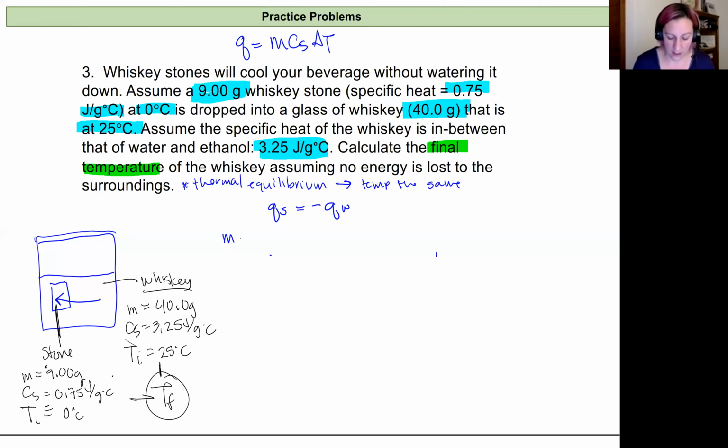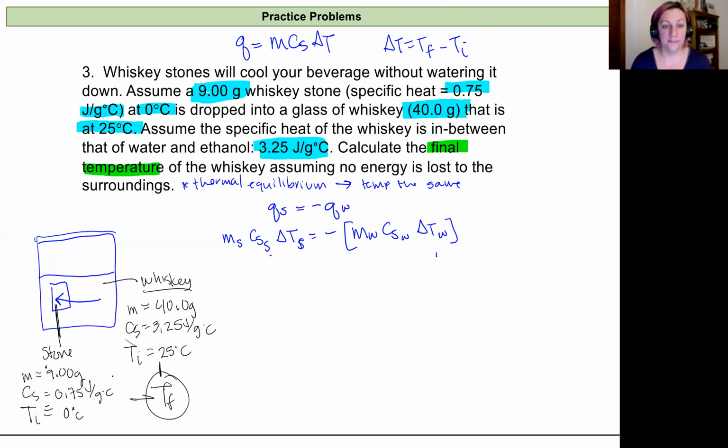So I'll have the mass of the stone times the specific heat of the stone times the change in temperature of that stone is going to be equal to the negative of the mass of the whiskey times the specific heat of the whiskey times the change in temperature of the whiskey. And remembering that change in temperature is always the final temperature minus the initial temperature that we start with. Okay. So at this point, then I'm just going to plug my values in. I know I'm looking for final temperature, so I'll be sure to highlight that in my equation.